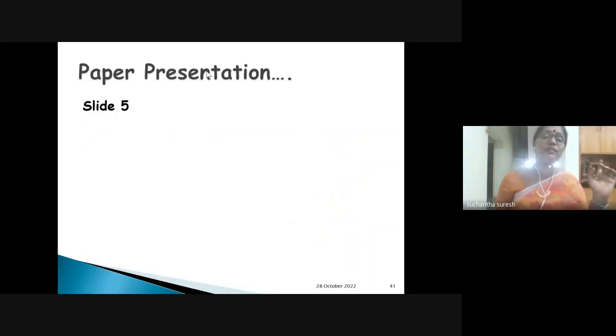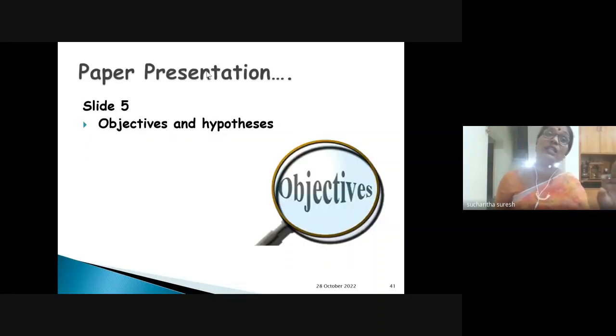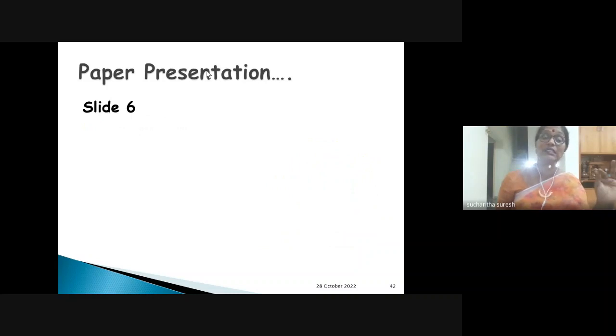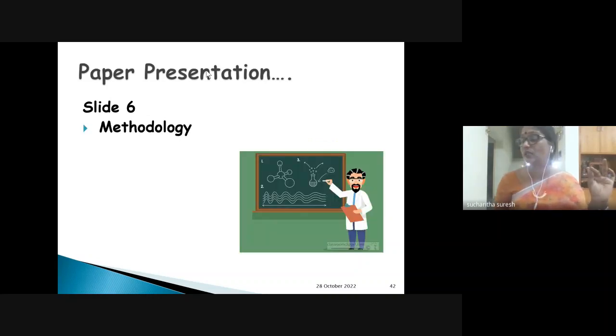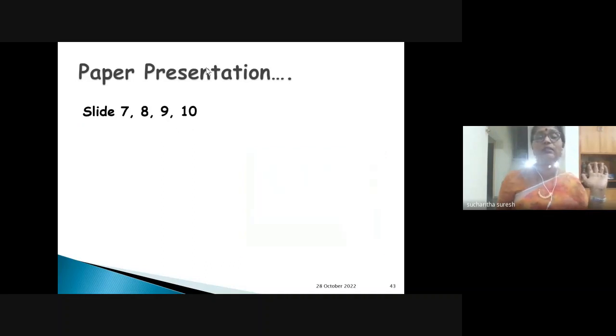Next, slide 5. Slide 5 is for objectives and hypothesis. Mention your objectives and mention your hypothesis. Next comes slide 6. Slide 6 is about methodology. You have to talk about the population, sample, study type, and sample size, okay, and what are the statistical methods you used, that you have to write in the methodology. Only one slide. All right.